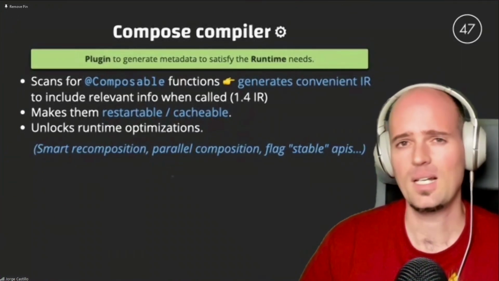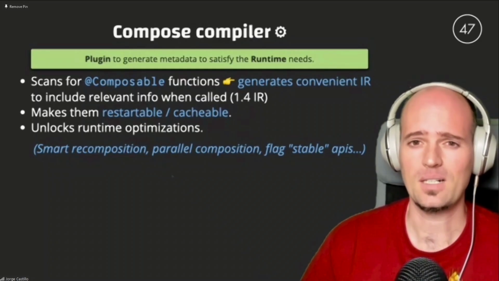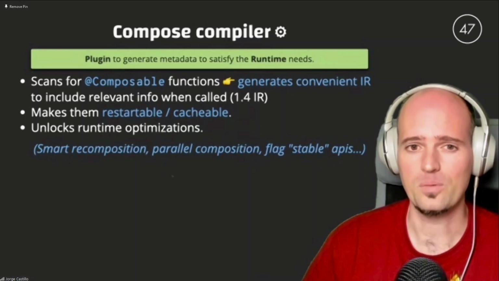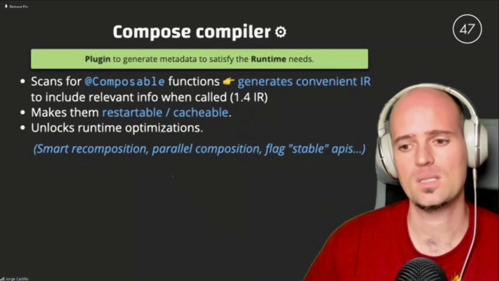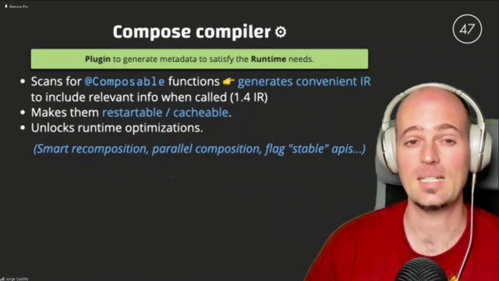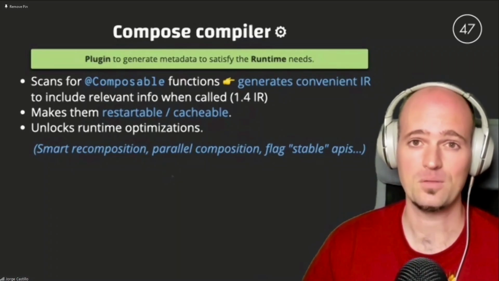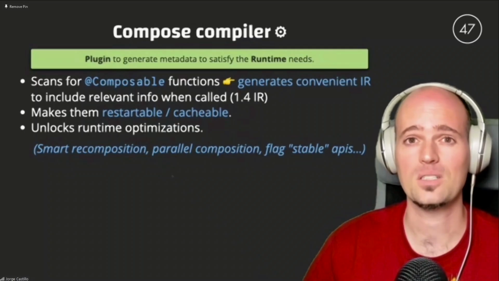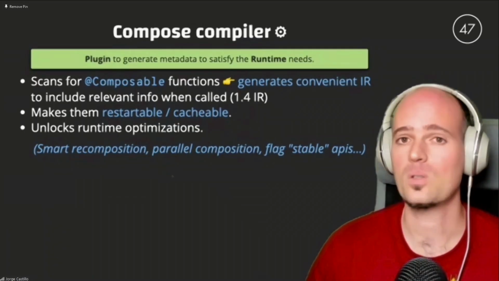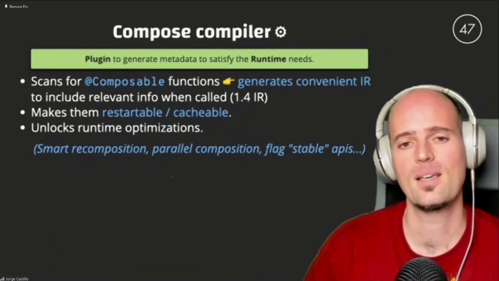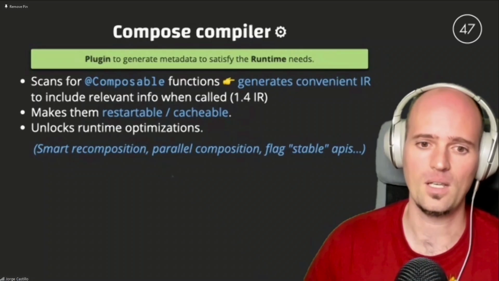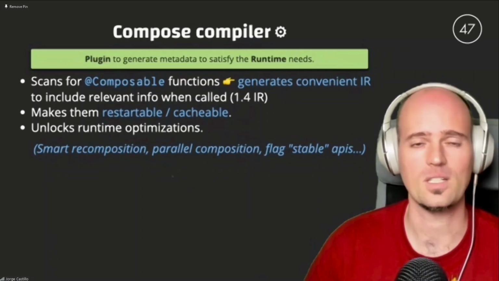The compiler is basically a Kotlin compiler plugin that targets the Kotlin IR, released with version 1.4 of the language. What it's basically going to do is analyze all your sources to look for composable annotations, and then it will generate convenient IR for each one of those composable functions to add an extra parameter, the composer, to every single one, also on the call sites to those functions. And also add some extra metadata that is going to be used to feed the runtime and unlock some runtime optimizations, okay?